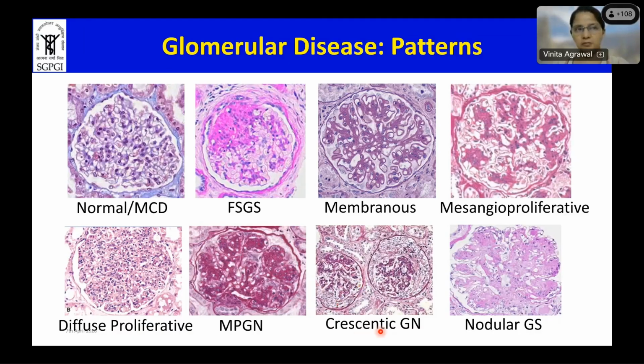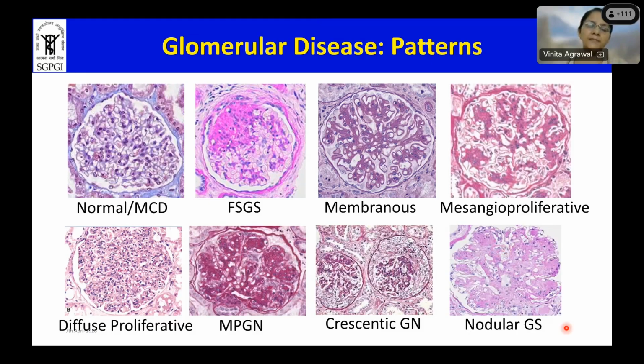We say crescentic glomerulonephritis when more than or equal to 50% of the glomeruli are involved. If less than 50% of the glomeruli are involved by crescents, we describe the basic disease, for example, MPGN with crescents or diffuse proliferative glomerulonephritis with crescents. And now if you look at this, I have shown you a case of amyloid. So if you have something which is deposited, it will cause a nodular accentuation of the glomerular lobules, and that is known as nodular glomerulosclerosis.